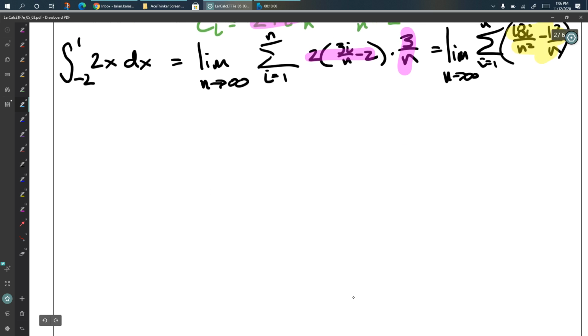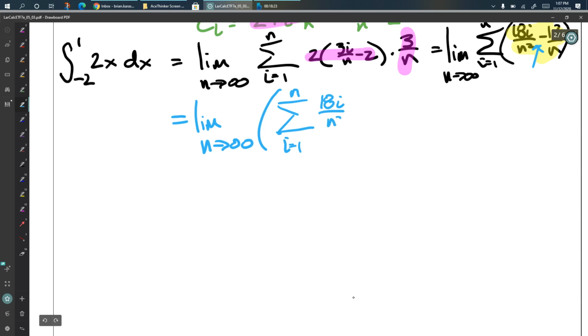Okay, next step. I'm going to start applying some summation rules. So I'm going to take the limit as n approaches infinity of, I'm going to rip it apart at the minus sign and turn it into two summations. One summation, i from 1 to n, of 18i over n squared, minus a second summation, so i goes from 1 to n, of 12 over n.